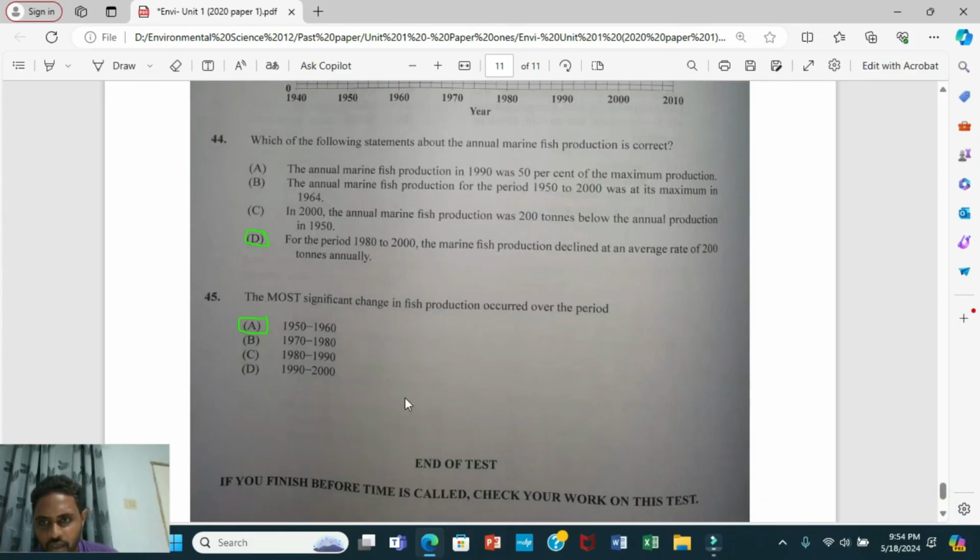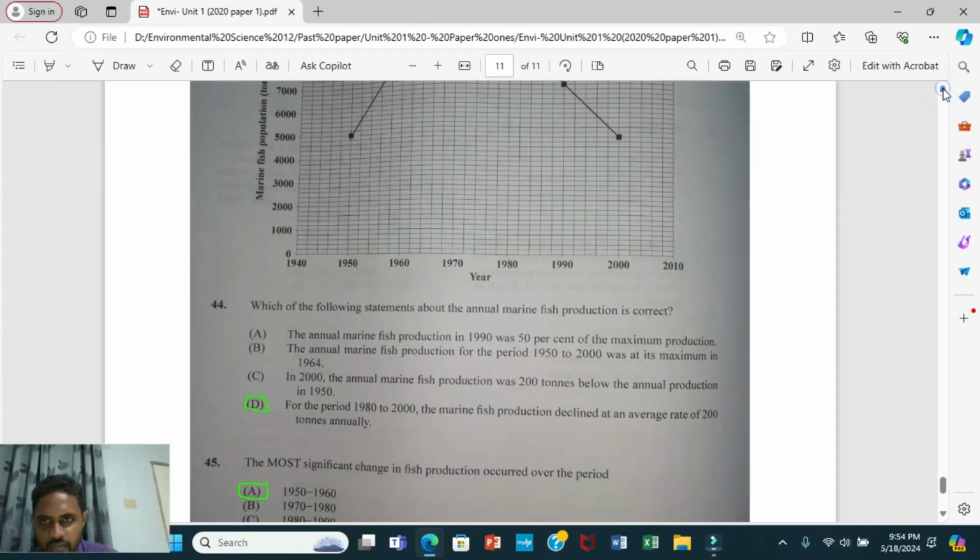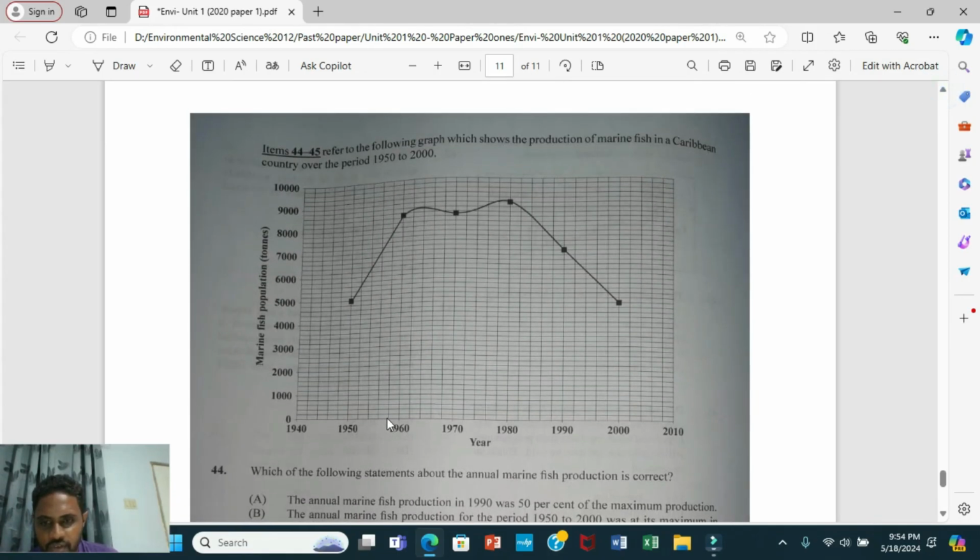And 45, and last, it says the most significant change in fish production occurred over the period, and that would be 1950 to 1960. So from 1950 to 1960, you have a drastic increase, which is a positive impact. All right, guys.